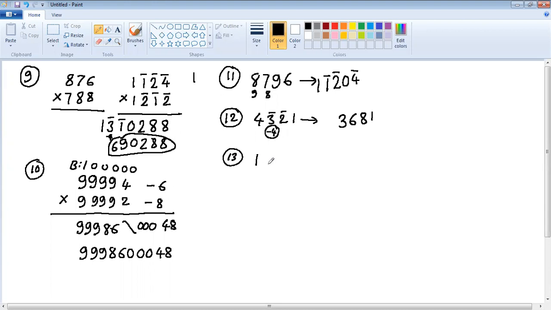1 bar 2 bar 4 1 bar 3. 3 negative, take complement. Reduce 1 means this will become 0. 4 negative, take complement. Complement of 4 is 6. Reduce 1 means this will become minus 3. Complement of that is 7. Okay, so any doubts so far?